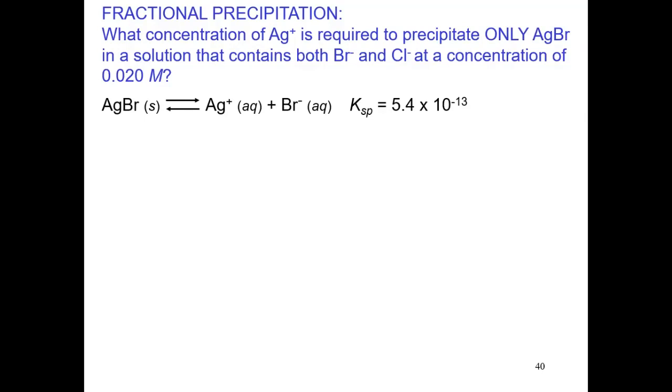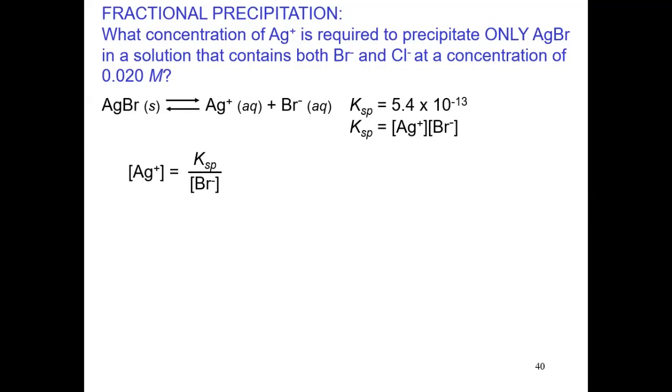So let's deconstruct KSP, which is the product of the two concentrations. And let's say, what would be the concentration of silver that generates values corresponding to KSP? So I'm going to rearrange this equation. KSP divided by the bromide ion concentration.